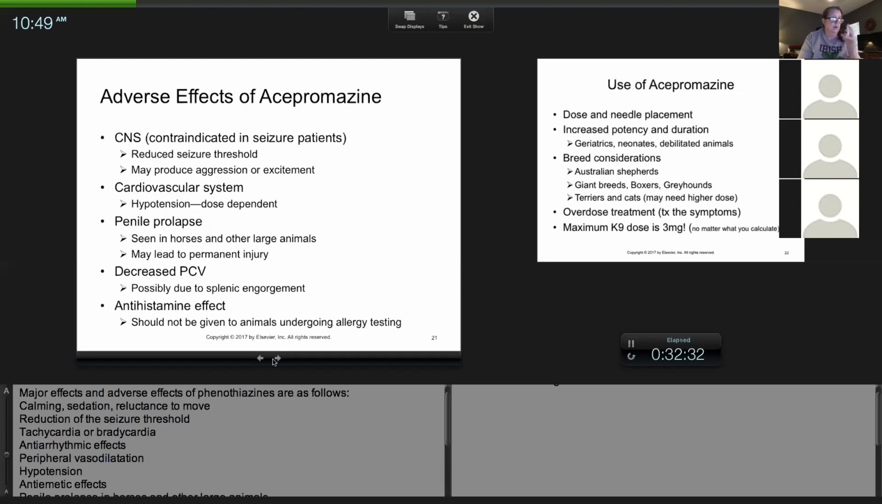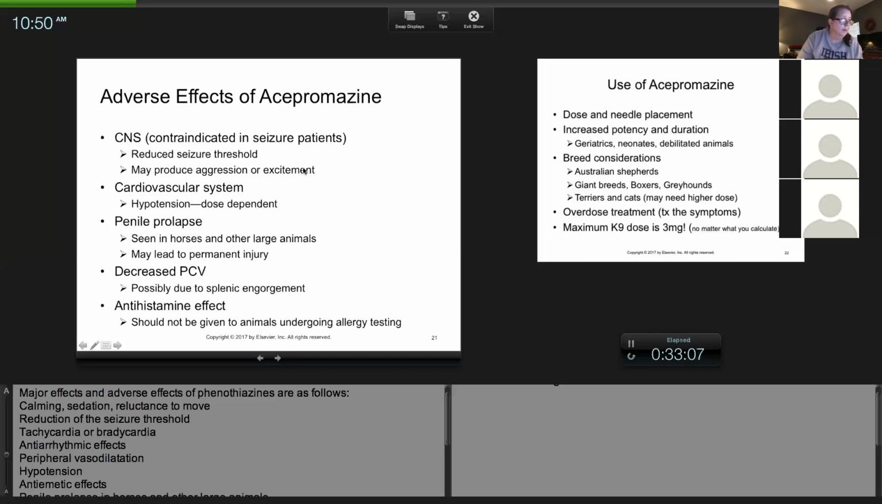Now, let me give you, there are some adverse effects to acepromazine. It is contraindicated in patients that have seizures. If you have a dog that comes in that has a seizure history and you're doing an abdominal exploratory, acepromazine can lower the seizure threshold, which means it makes it easier for the patient to have a seizure. So if there's any history of seizures, it could be one every 6 months. Okay, that's the effect to the central nervous system. It can cause seizures.